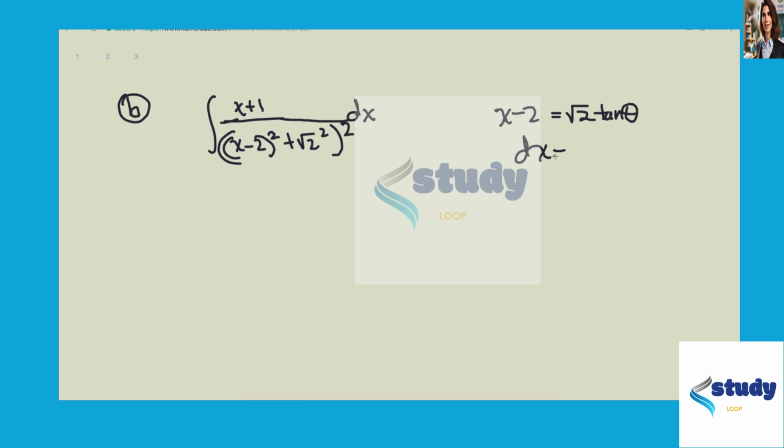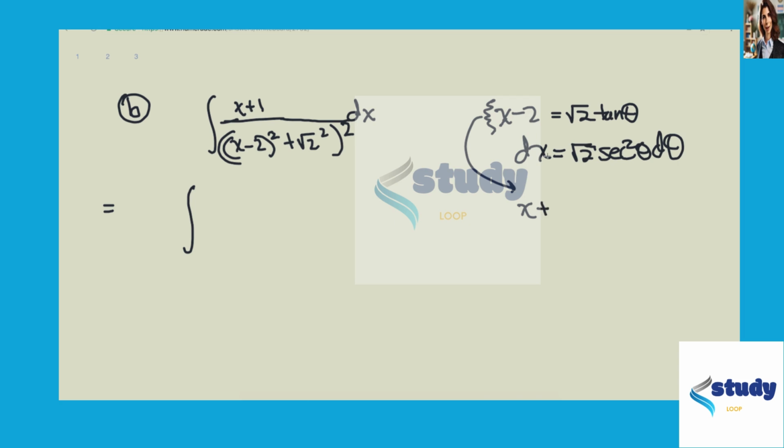We'll go ahead and do the same trig sub as before. So we have radical 2 secant squared d theta. Now, we should also be careful in the numerator there. We have an x plus 1. So how do we get x plus 1 from this equation over here? You just add 3 to both sides.